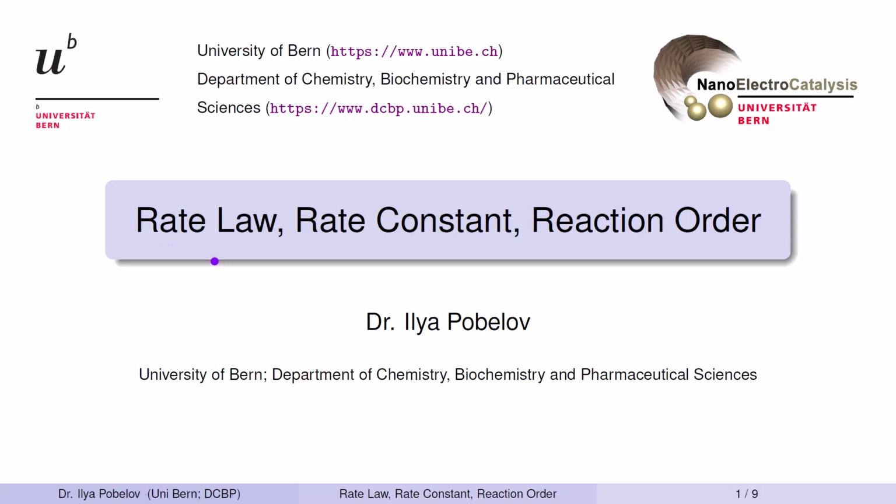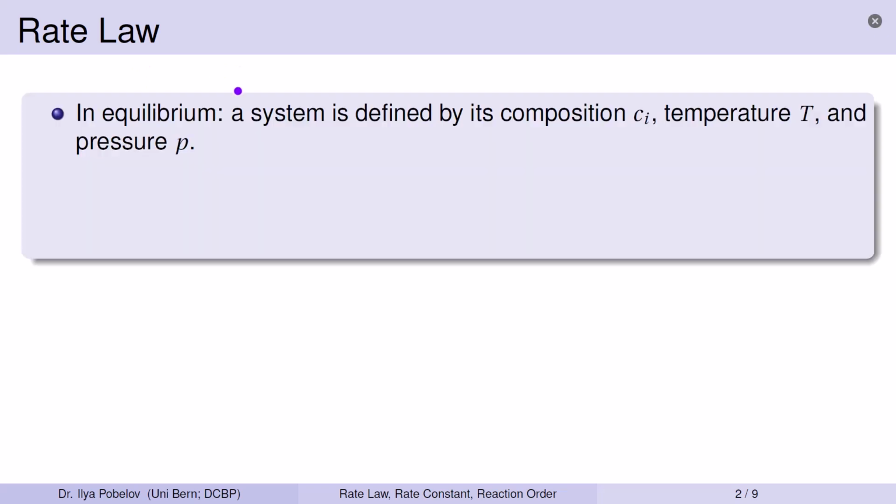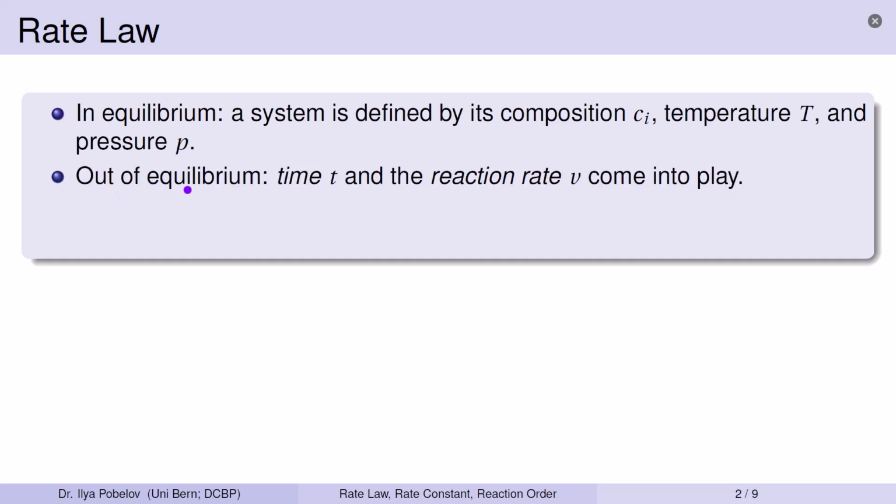In this module, we will introduce the concepts of rate law, rate constant, and the reaction order. Let us now consider parameters that influence the rate of a chemical reaction. In equilibrium, a system is defined by its composition, temperature, and pressure. When the system is out of equilibrium, time and the reaction rate come into play.